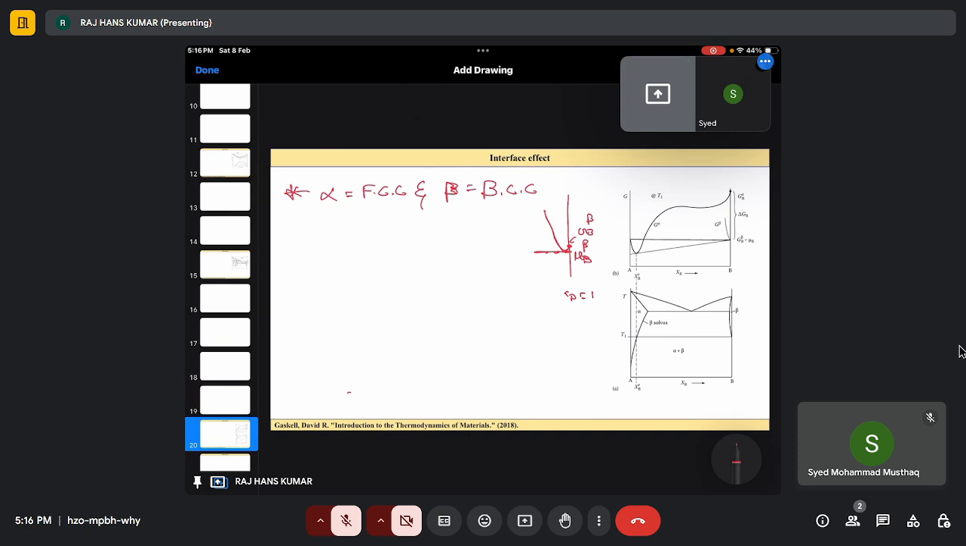Now beta is able to dissolve in A, but A cannot be dissolved in B, right? So that is what the phase diagram shows. Right.